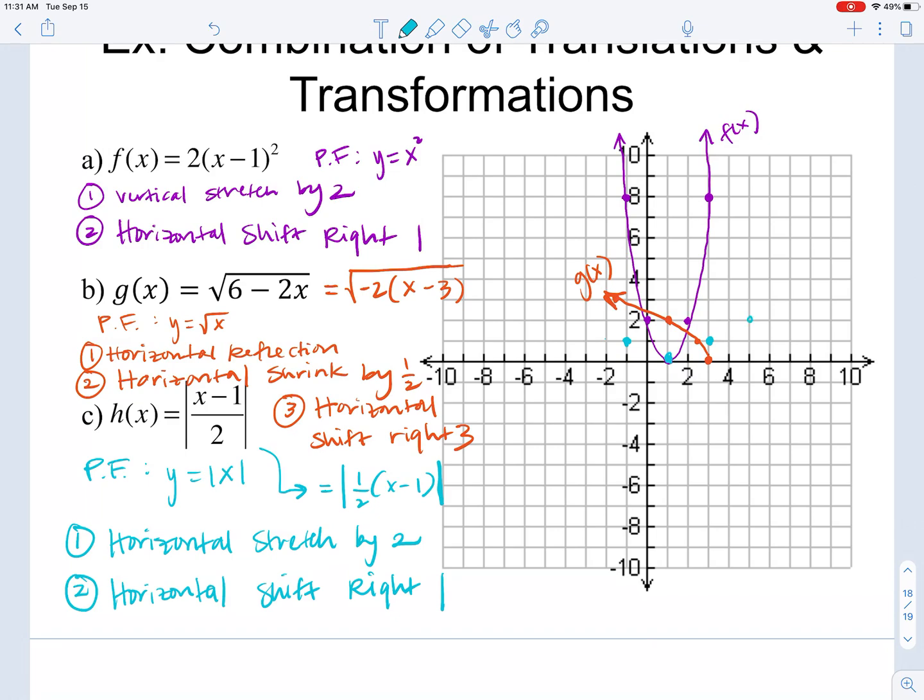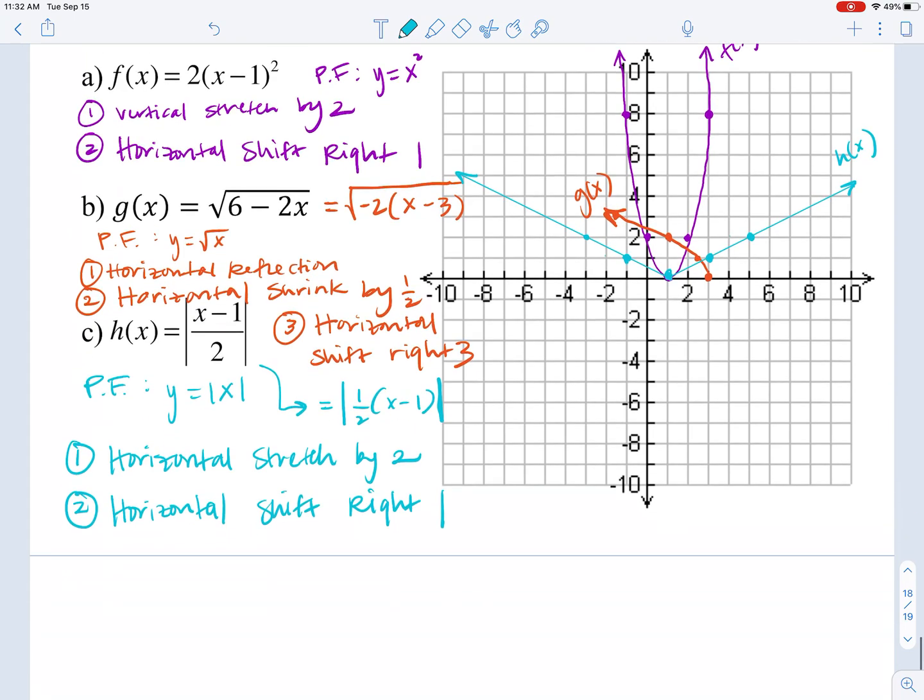2, 2, horizontal stretch, lands me at 4, 2. Right 1 lands me at 5, 2. And then -2, 2, when horizontally stretched, lands me at -4, 2. And then right 1 lands me at -3, 2. So that would be the graph of h.